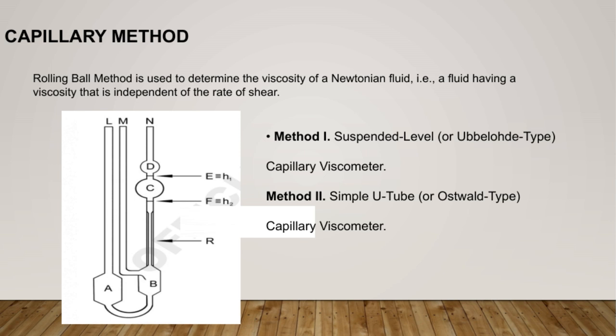In addition to these, there's the rolling ball method, which is particularly useful for Newtonian fluids, those that have a viscosity independent of the shear rate. In this method, a ball rolls down a capillary tube, and by measuring its speed, we can determine the viscosity of the fluid. All these methods are crucial because they help us accurately measure viscosity, which is key in understanding a fluid's flow behavior under different conditions. They connect to our broader goal of characterizing fluids for various industrial and research applications.